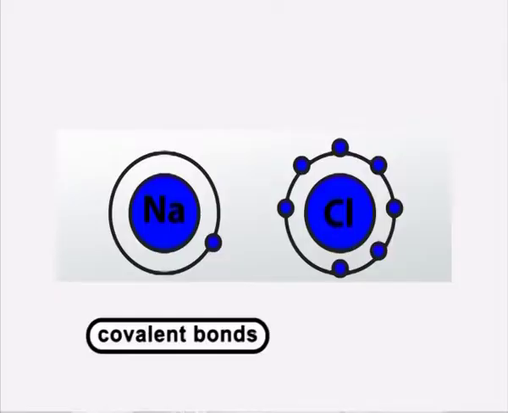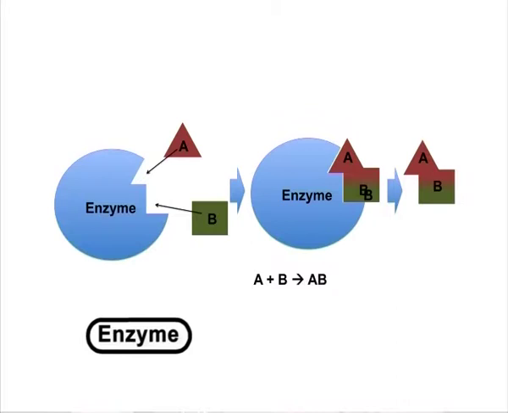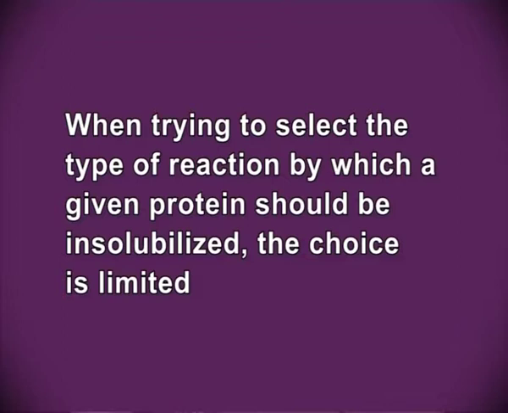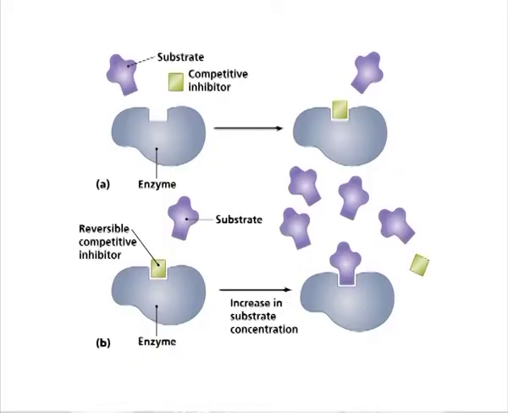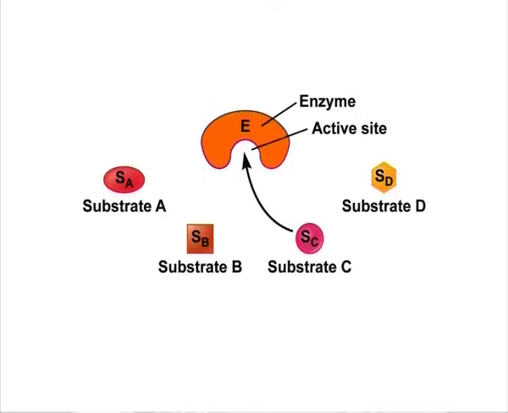The covalent binding method. The most intensely studied insolubilization technique is the formation of covalent bonds between the enzyme and the support matrix. When trying to select the type of reaction by which a given protein should be insolubilized, the choice is limited. Limitations are due to the fact that the binding reactions must be performed without loss of enzymic activity, and the active site of the enzyme must be unaffected by the reagents used.